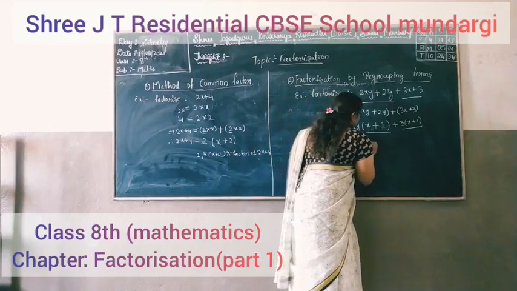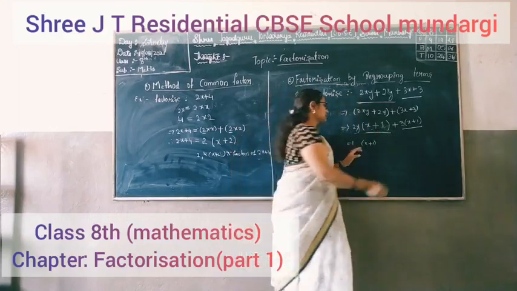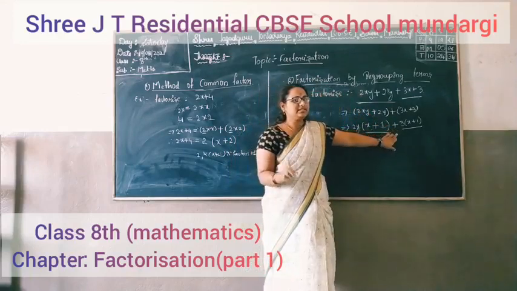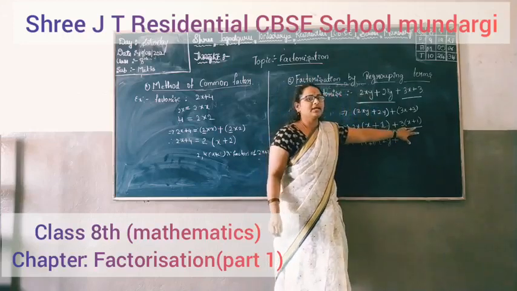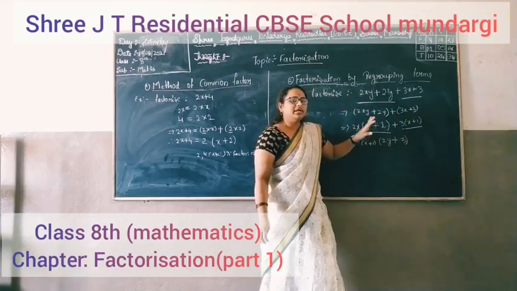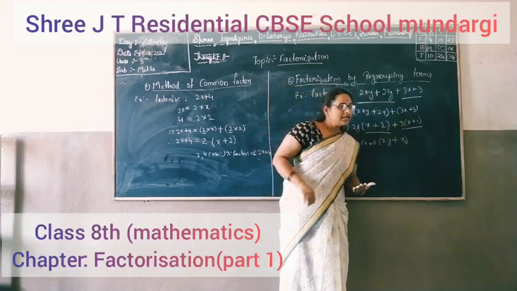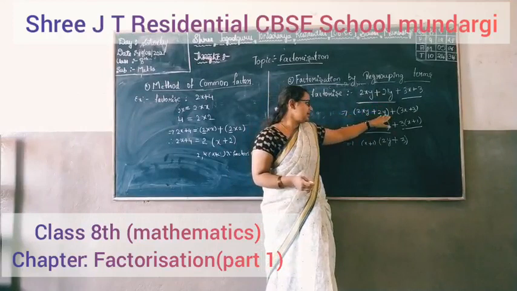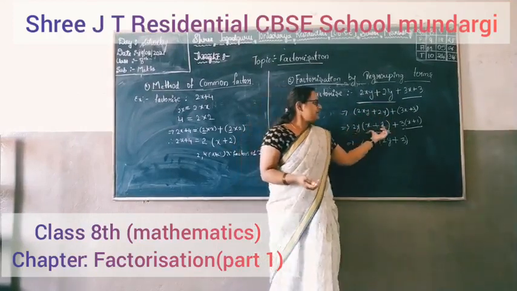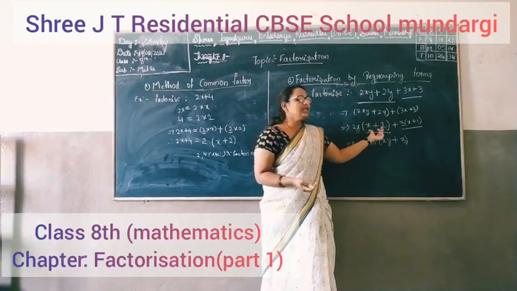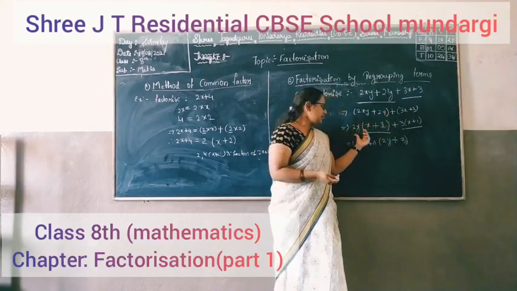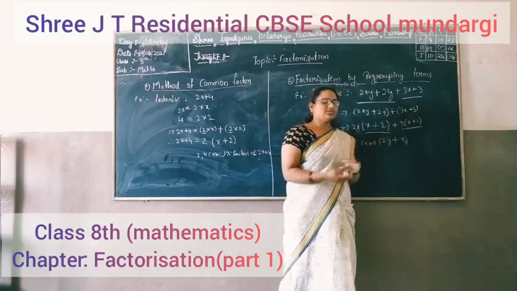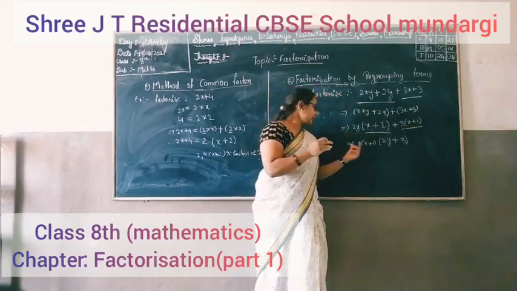So x plus 1, I will take as common for both. So in bracket, the remaining first one is 2y. So I will write 2y. Okay. In this, the plus sign is there, so I will write plus. Okay, in this one, it is 3. Therefore, it is using the factorization by regrouping terms. Okay, so I will regroup. First we have to regroup the terms. Next, we have to take the common factor. So it also comes as 2y in bracket x plus 1 plus 3 into bracket x plus 1. So rearranging these terms, x plus 1 is common, similarly x plus 1 is also common. So therefore, I will take a common x plus 1.